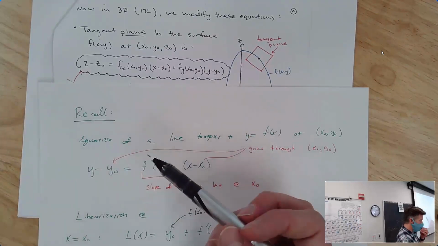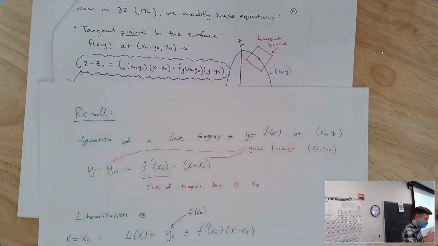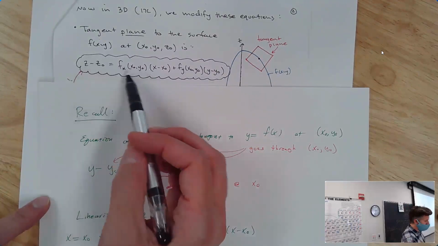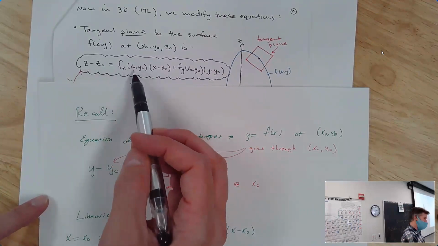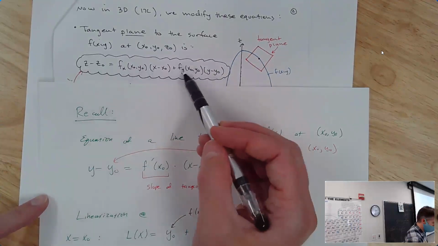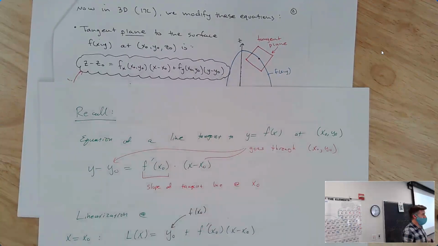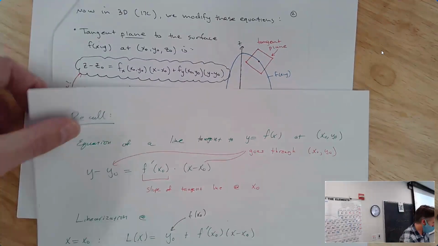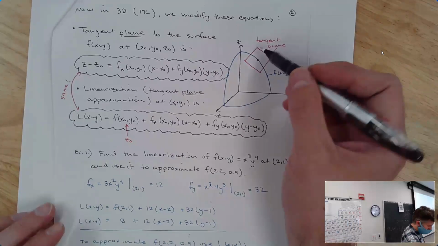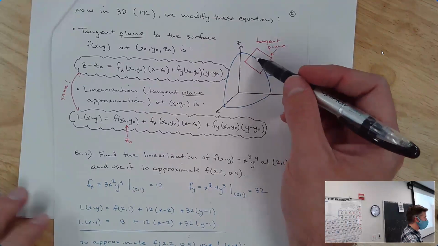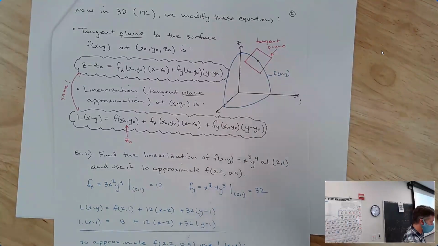So instead of y minus y naught equal to the derivative times x minus x naught, it's now your output variable z minus z naught equal to the derivative with respect to x at the point times x minus x naught plus the derivative with respect to y at the point times y minus y naught. It's very, very much the same idea. You're just extending it a little bit. And the idea is that this tangent plane at this point is a good approximation of the surface near that point.